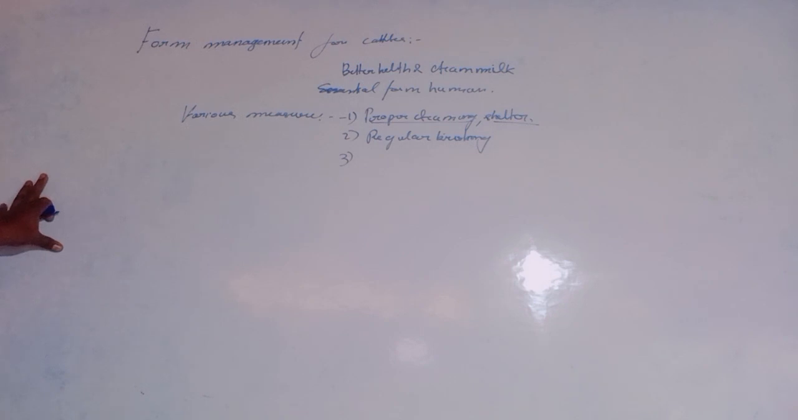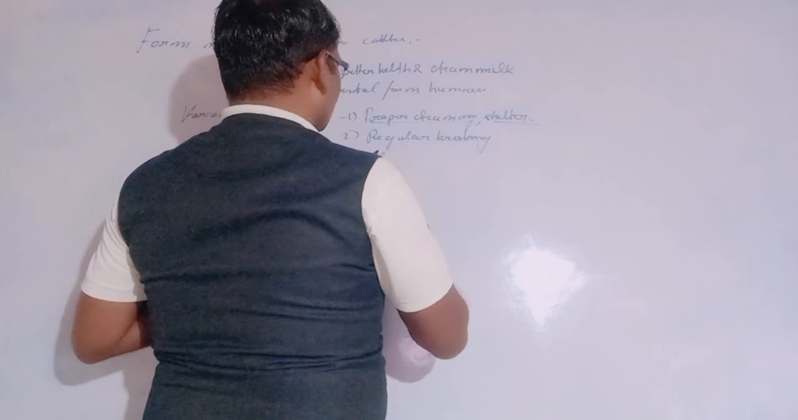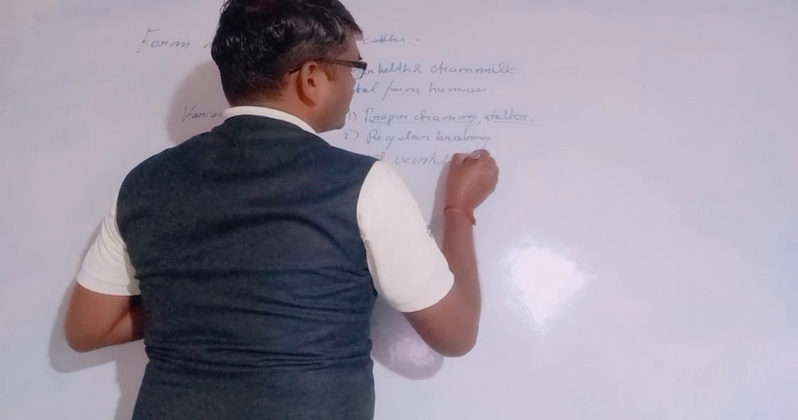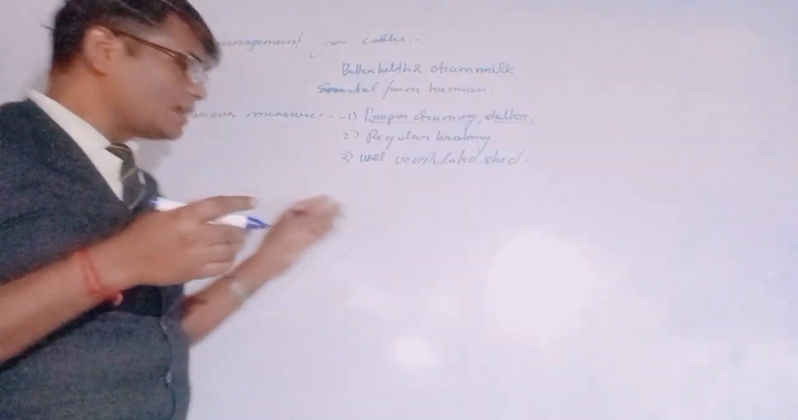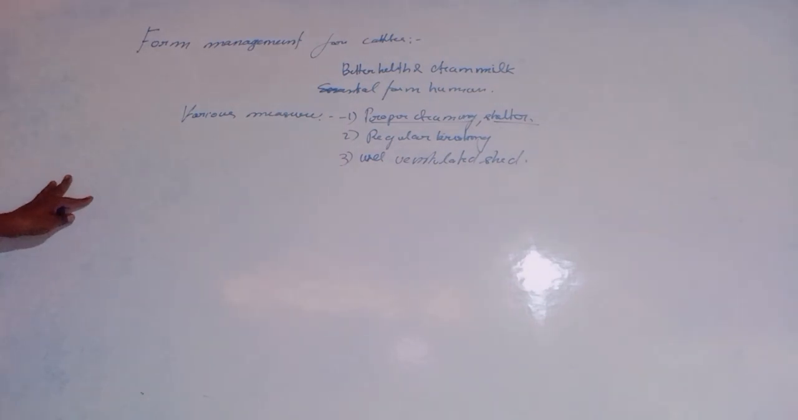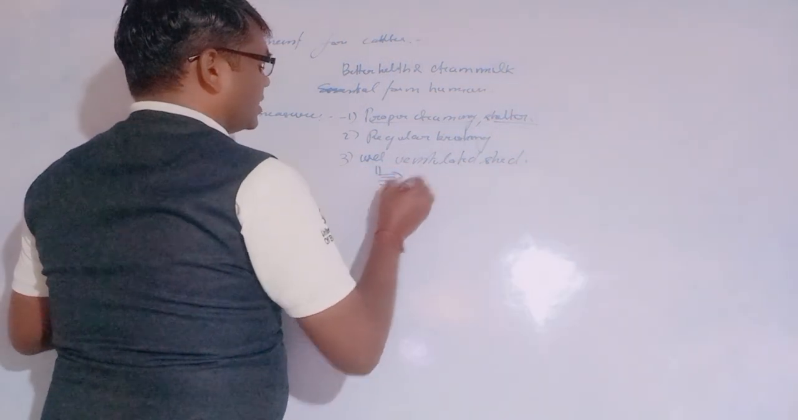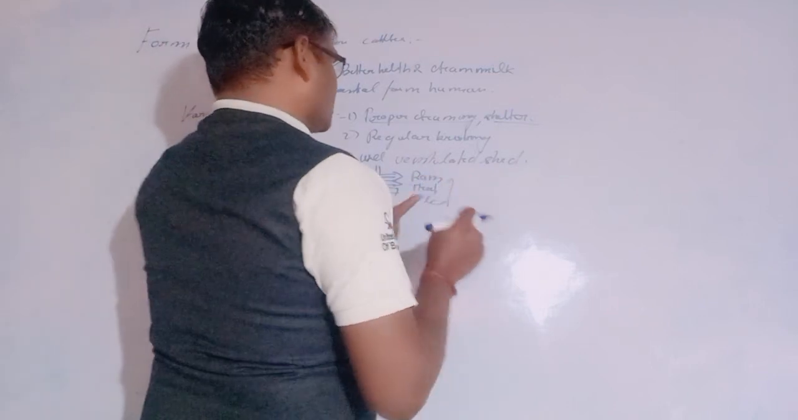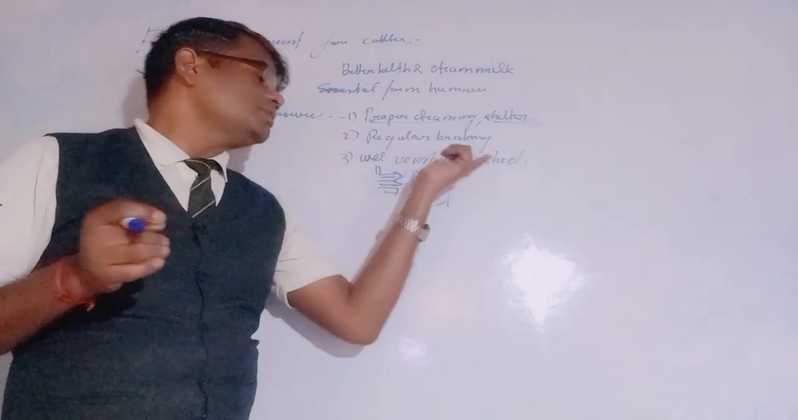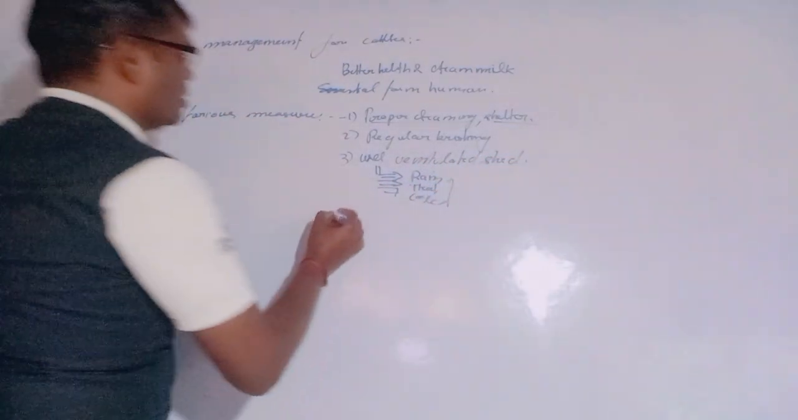Third is a well ventilated roof shed. The shed should be well ventilated, and the shelter should also protect the animals from rain, heat and cold. Because India has these three seasons, rain, heat and cold, we have to protect the animals from them. For the animals, we have to make a well ventilated shed so that it can give better health to the animals.